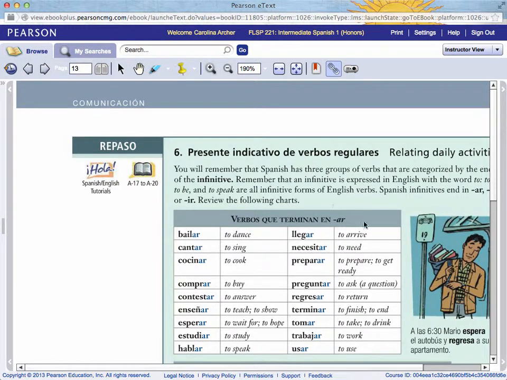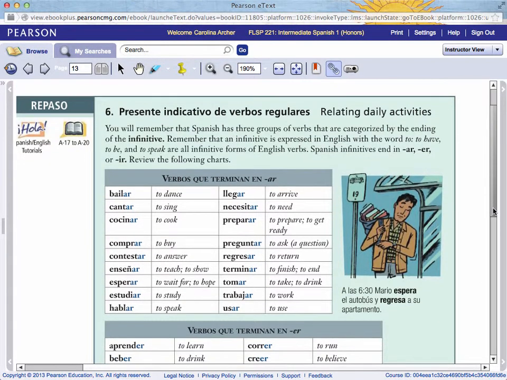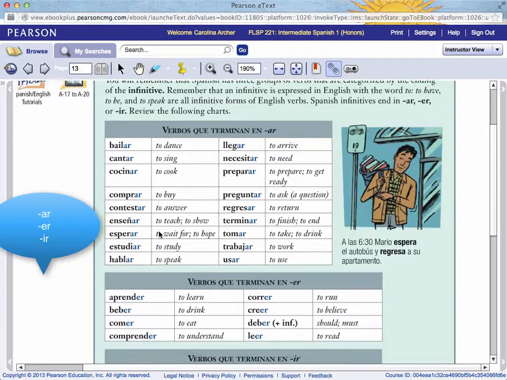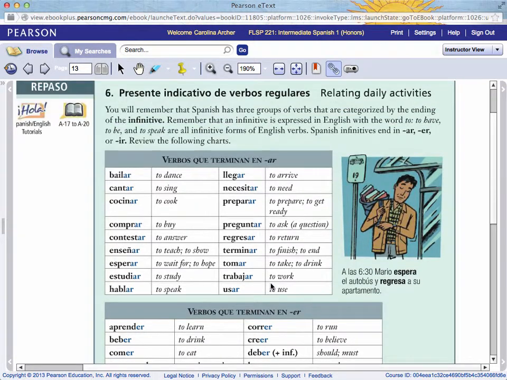Okay? Muy bien. The present, el presente indicativo de los verbos regulares. Okay? To talk about daily activities, we use the simple present, which is called presente indicativo in Español. Okay? As you remember, in Spanish, we have three groups of verbs that are categorized by the ending of the infinitive. In Spanish, infinitives are only one word. In English, they are two words. It's to plus the verb. To dance, to sing, to cook, to buy. In Spanish, infinitives are only one word. And infinitives are going to end in either ar, er, or ir. Okay? Those are the three endings that infinitives can have.